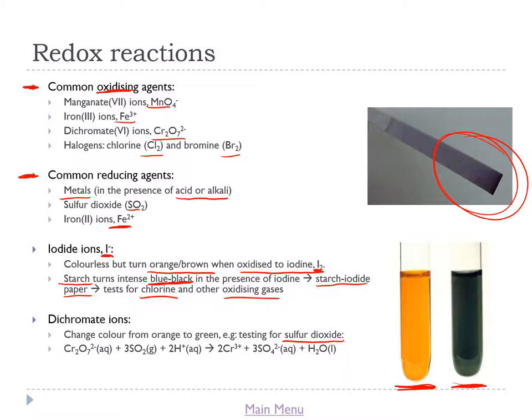So to test for sulfur dioxide, we have dichromate ions, Cr2O7 2-, and 3 sulfur dioxides, plus 2 acids as well, so we need some acid here, making 2 Cr3+ ions, 3 sulfate ions, SO4 2-. So the SO2, the sulfur dioxide, gets oxidized to sulfate ions, SO4 2-, plus some water as well.